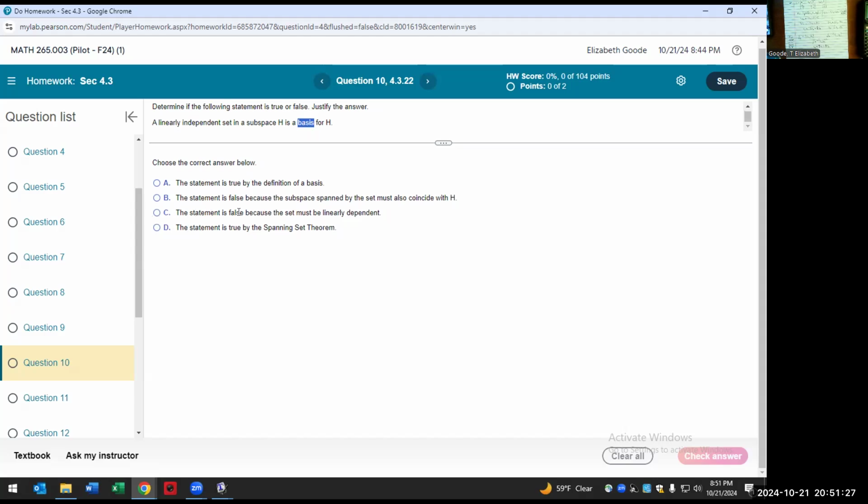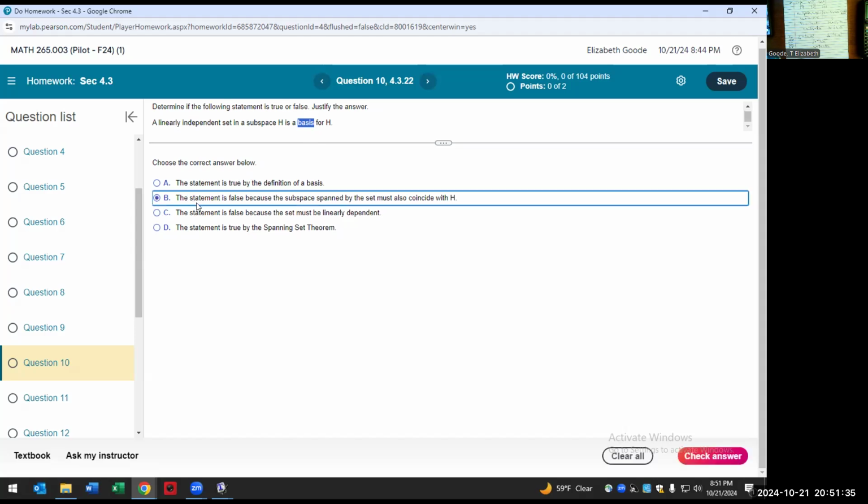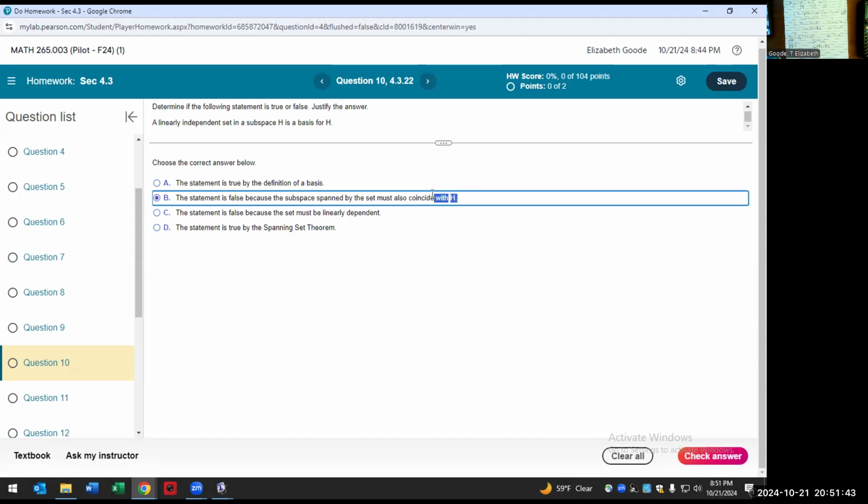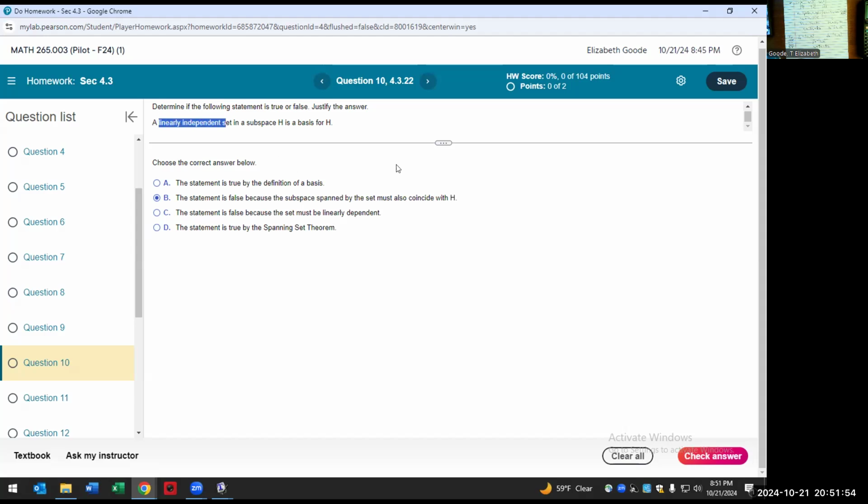So it's certainly not false because the set must be linearly dependent. No, no, no. A basis has to be linearly independent, but it's false because the subspace spanned by the set must also coincide with H. In other words, you've got to build all of H from this linearly independent set, and we don't know that it's big enough to do that. All we know is that we have the linear independence. We don't know that we have the spanning property. Do you see what I mean?